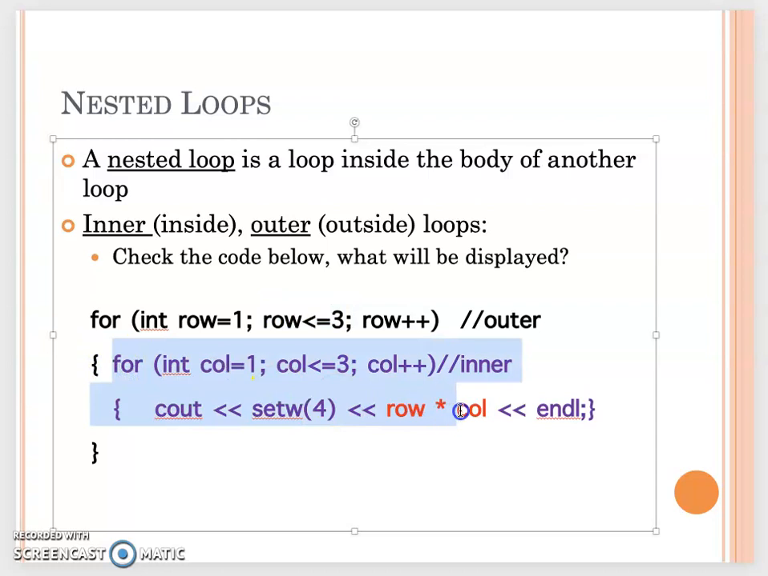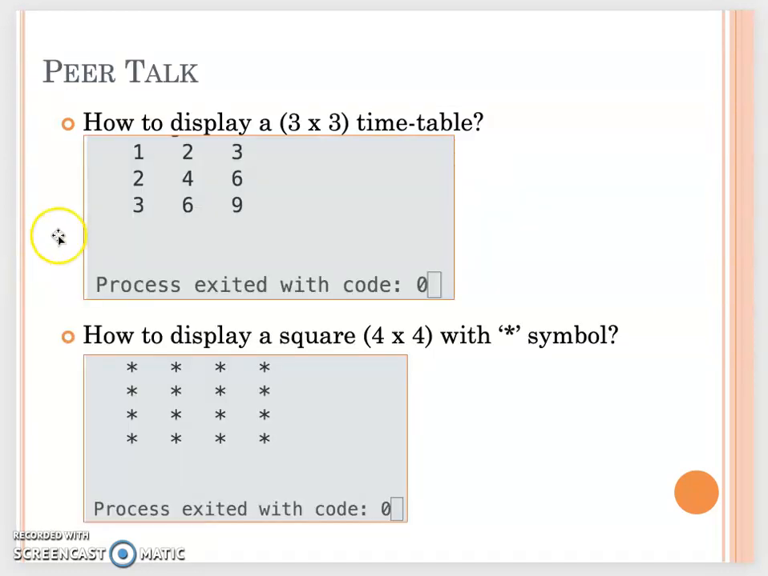I execute my loop inside. So that's why here you will see row equals 2 with column starting from 1, 2, and 3. So 2 times 1, 2 times 2, 2 times 3. So that's why you have the second line.